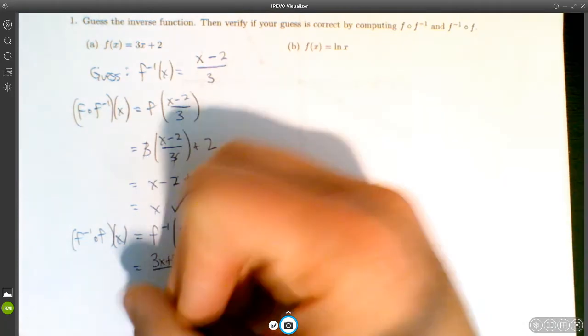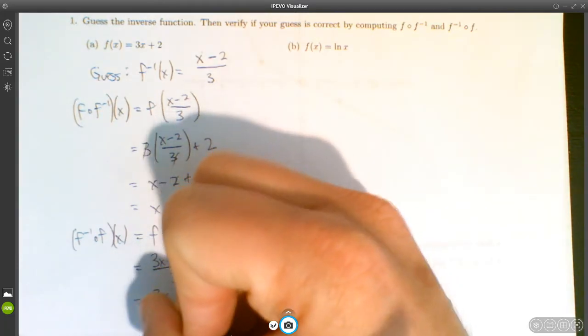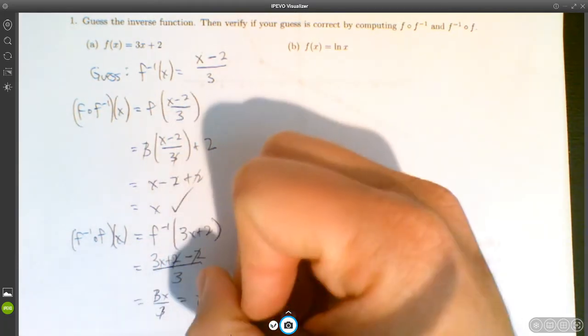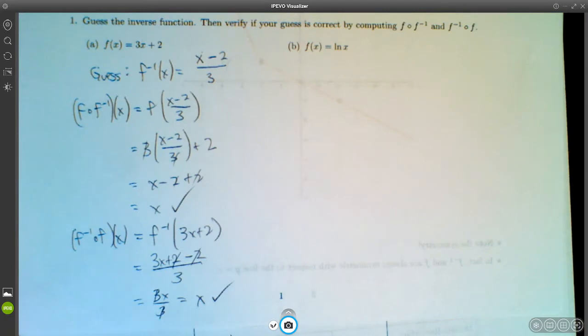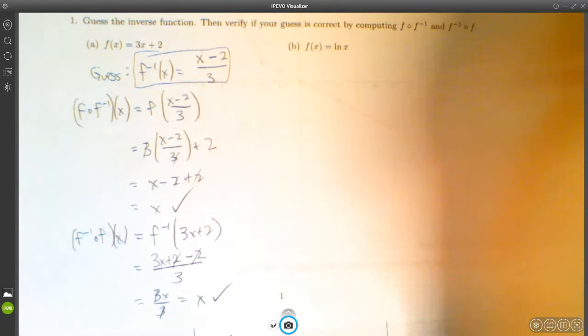The 2's are going to cancel, the 3's are going to cancel, and we're just going to get x again, right? So f inverse of f and f of f inverse are both just x. They're both the identity. And so that tells us that this is the correct inverse.